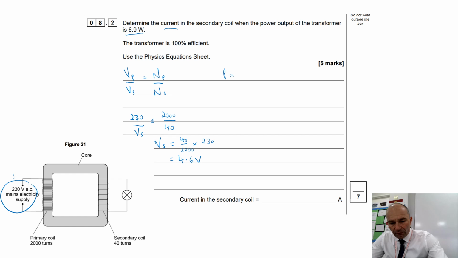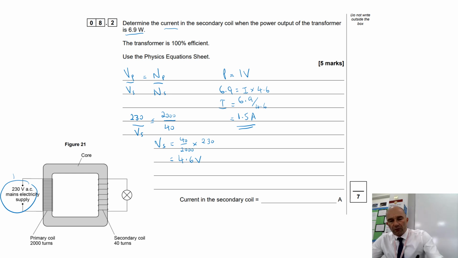P equals IV, or P equals VI, depends how you remember it. So our power, 6.9 watts. Current is unknown, multiplied by 4.6 volts. If we get I by itself, it means that we've got 6.9 divided by 4.6. The numbers are quite nice to us. That gives us a current of 1.5 amperes. So that would give us the full 5 marks.